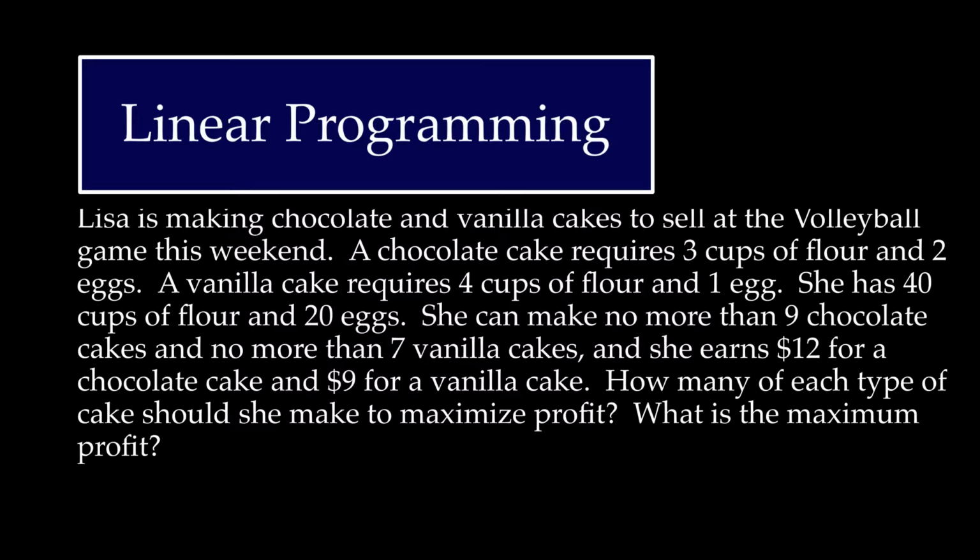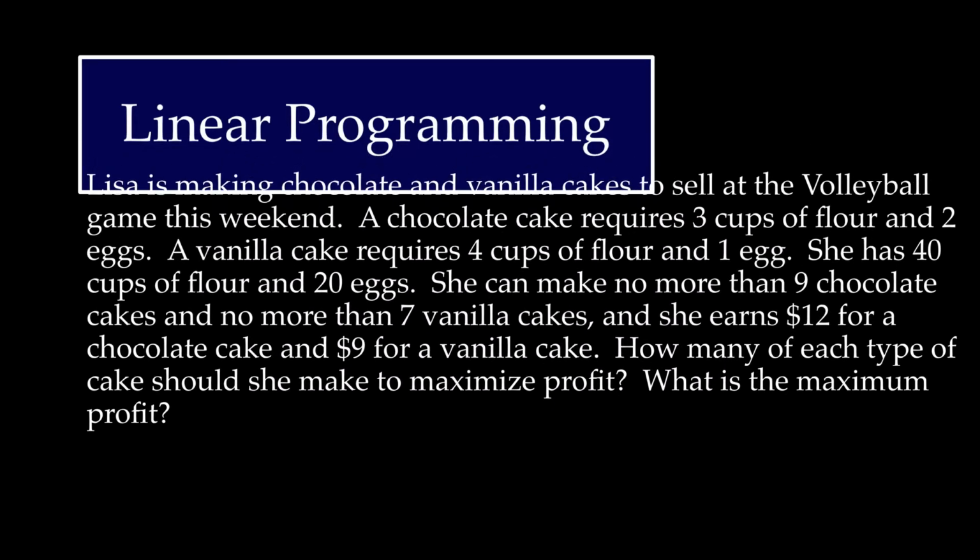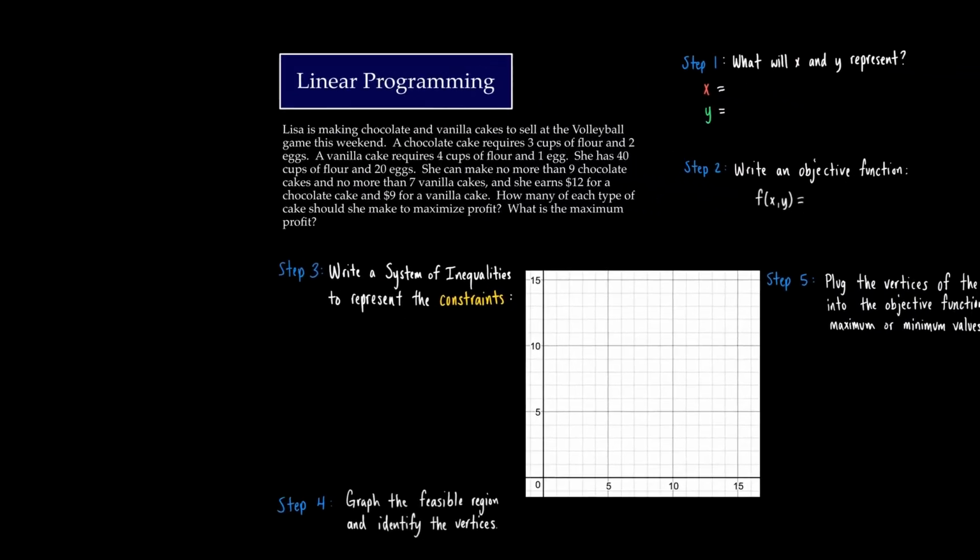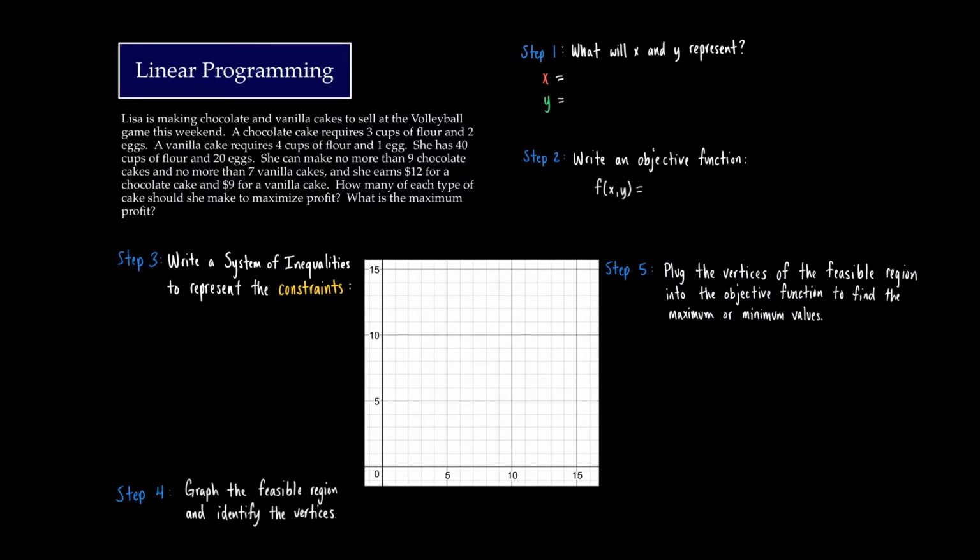So what I want to do first is zoom out and give you a preview. We've got essentially 5 steps to the process. In step 1, we're going to pick something for X and something for Y, and that's going to help us set up some constraints. Then we're going to write an objective function, so we figure out how much money we're going to make as a function of X and Y. Step 3, we write the system of inequalities that represents our constraints, right? So we're constrained by flour, eggs, no more than 9 chocolate cakes, no more than 7 vanilla cakes.